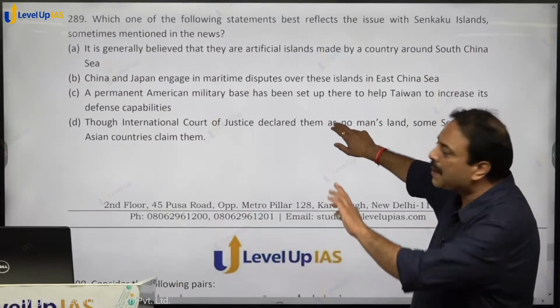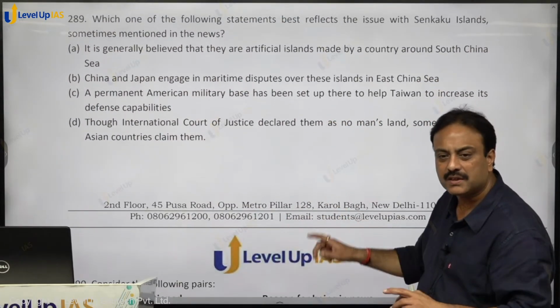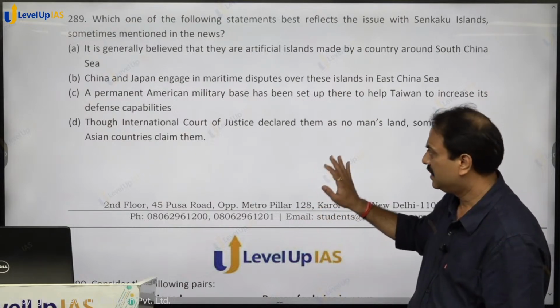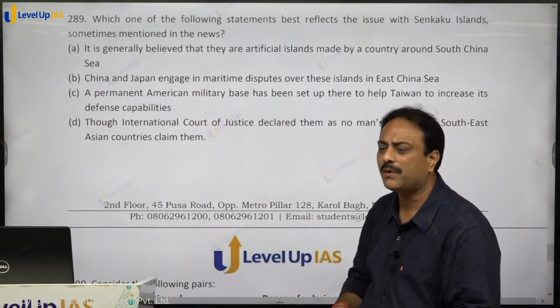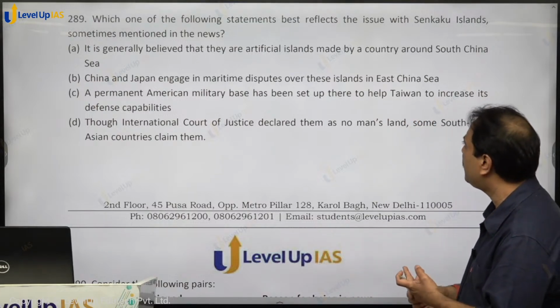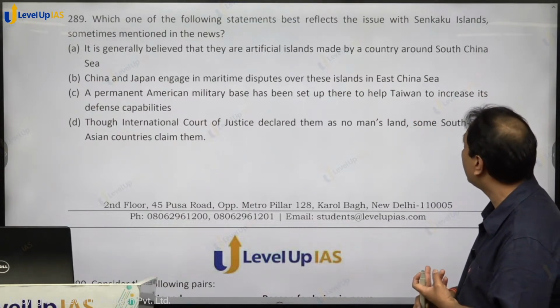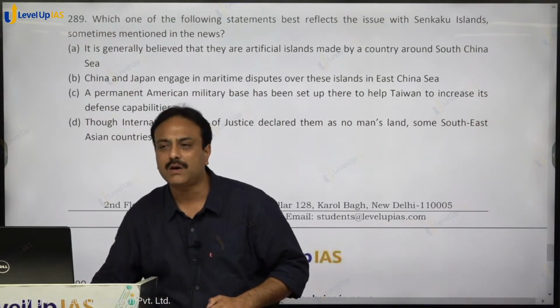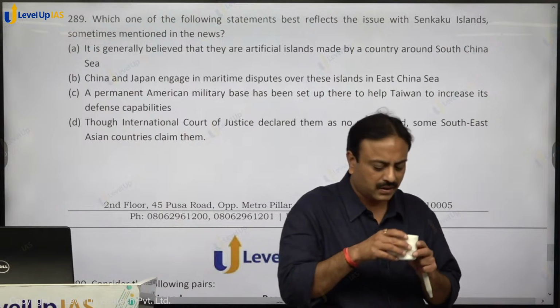I am not opening the maps over here because the next paper for today is on map only. In that we will study each and every map by opening the maps on screen only. Which one of the following statements best reflects the issue with Senkaku Islands sometimes mentioned in the news? Now Senkaku Islands is often mentioned in the news.